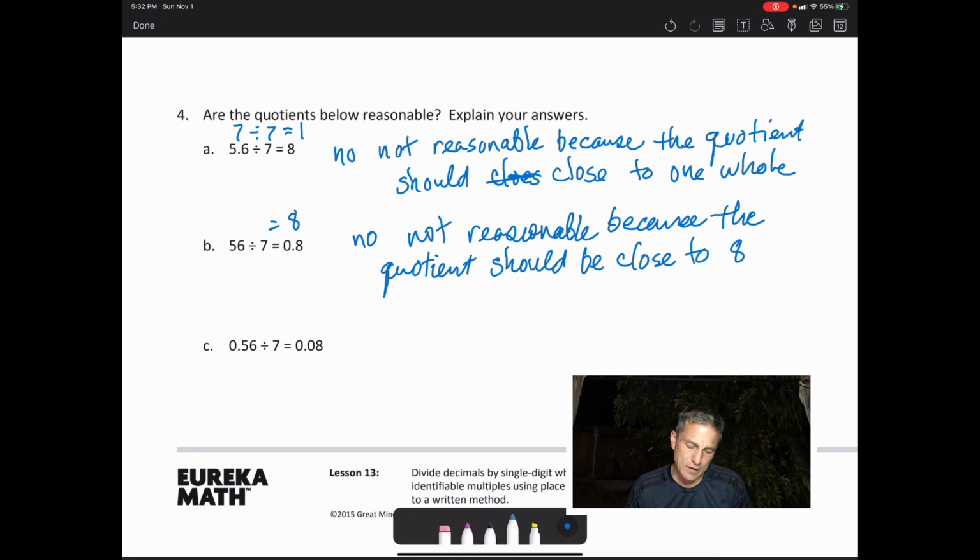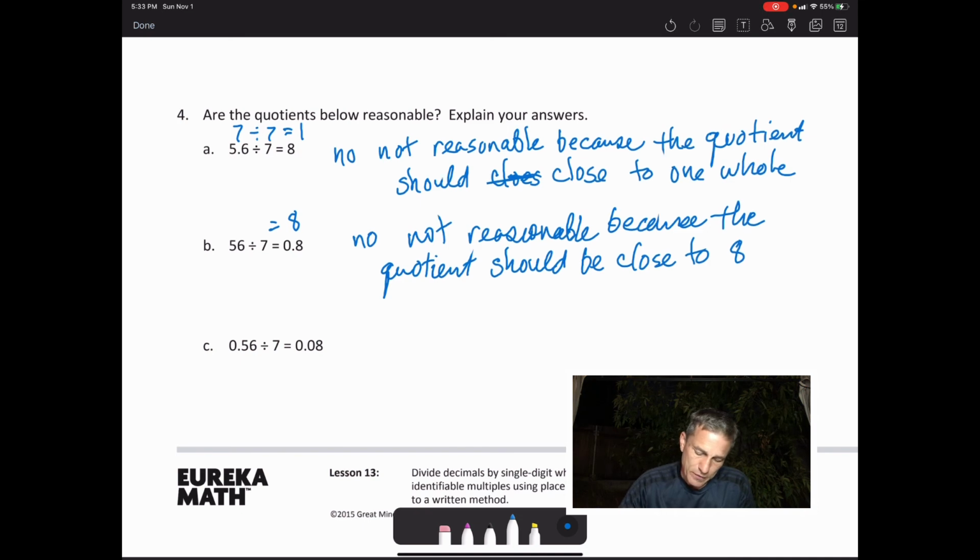Okay, and then in the last one, it says 56 hundredths divided by 7. Well, if I took 56 hundredths and rounded it to the nearest whole number, it would be 1 whole. And 1 whole divided by 7 would be 1/7, which would be close to 0 for my quotient.